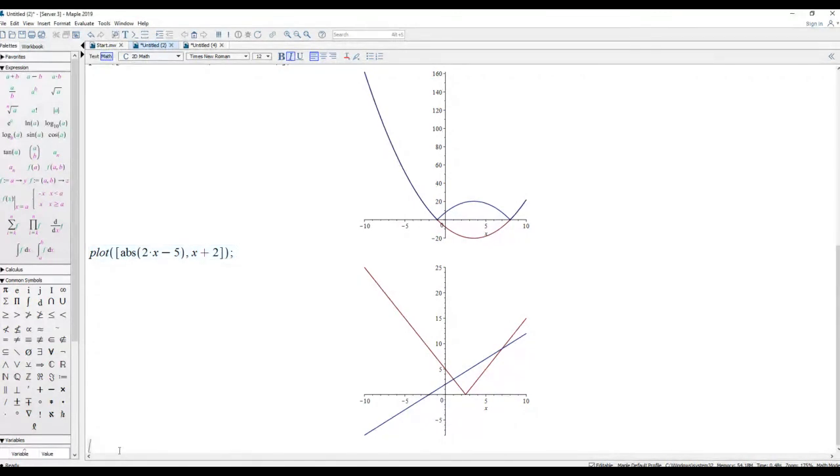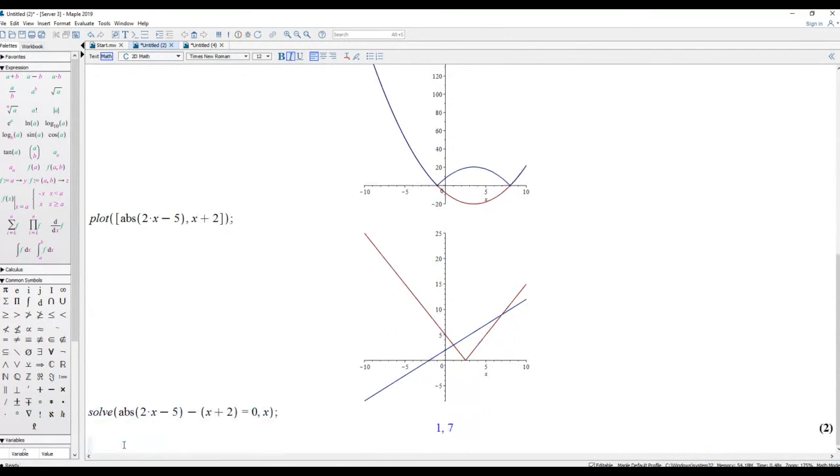And so let's say I actually wanted to solve it. I could just go, all right, solve this minus that equals 0 with respect to x. Okay. So there's one solution, there's another solution. There it is.